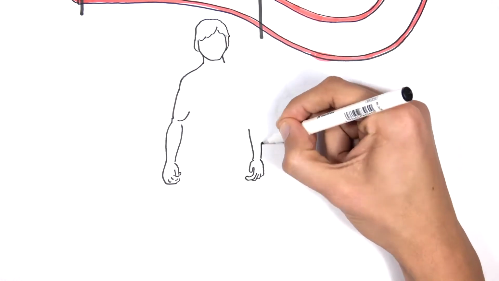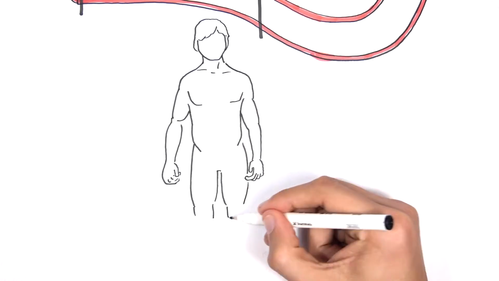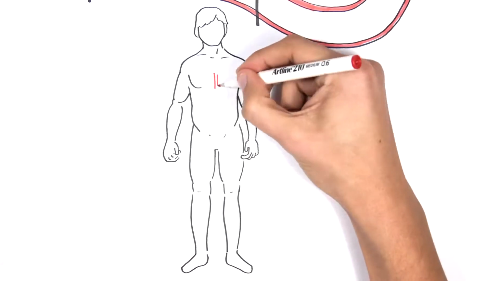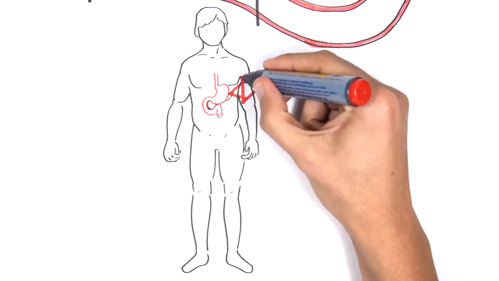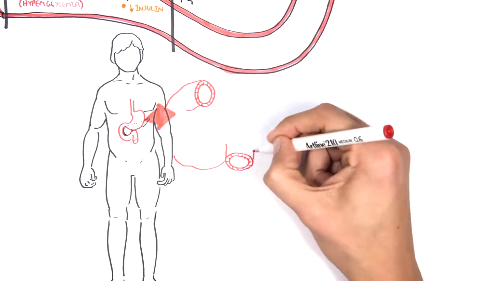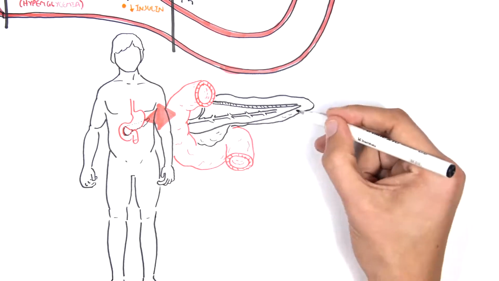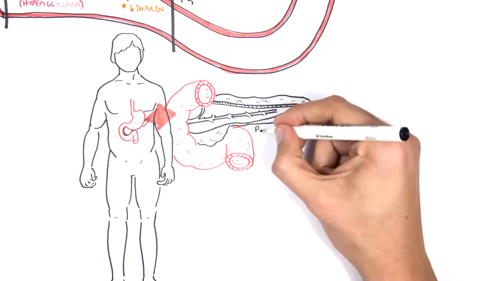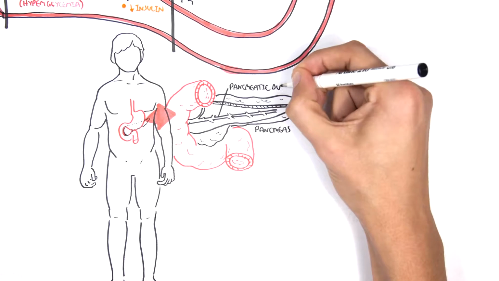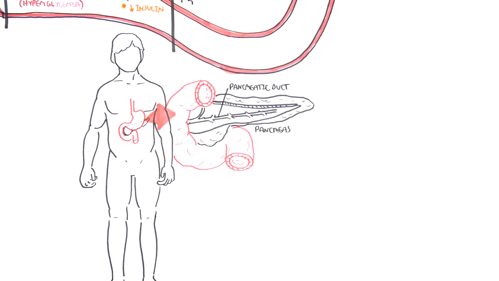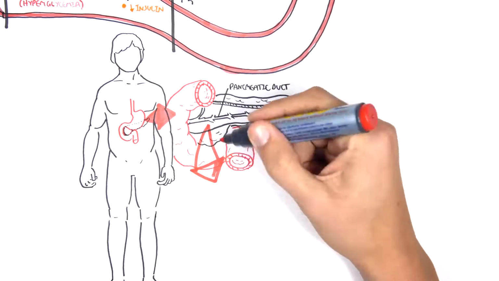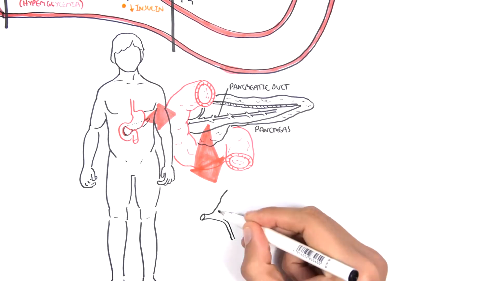Before we delve into the signs and symptoms and the pathophysiology of diabetes, let us learn a bit more about insulin. Let us zoom into this area of the abdomen where we can find the pancreas. The pancreas is tucked under the stomach and connects to the small intestine. The pancreas contains glands and ducts. Let us zoom into this area of the pancreas.